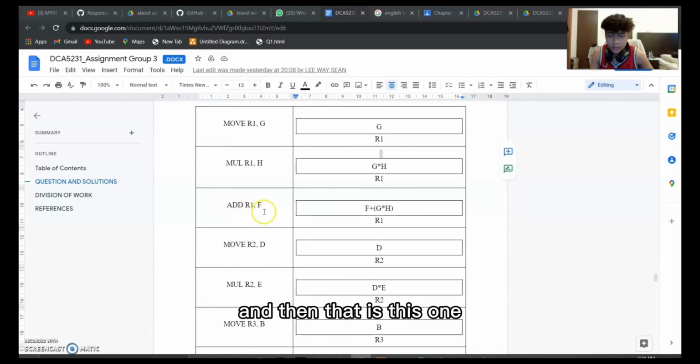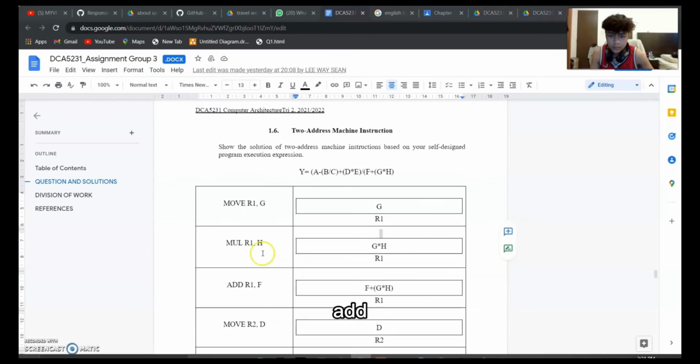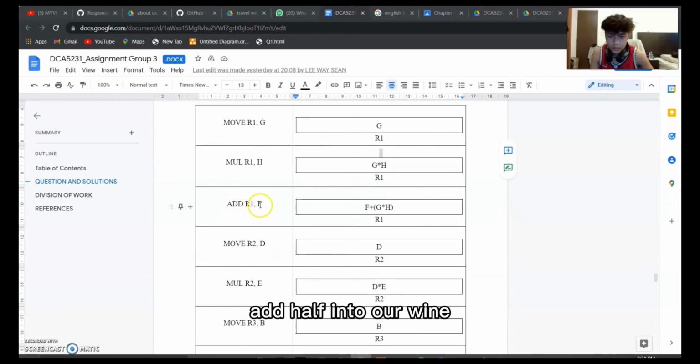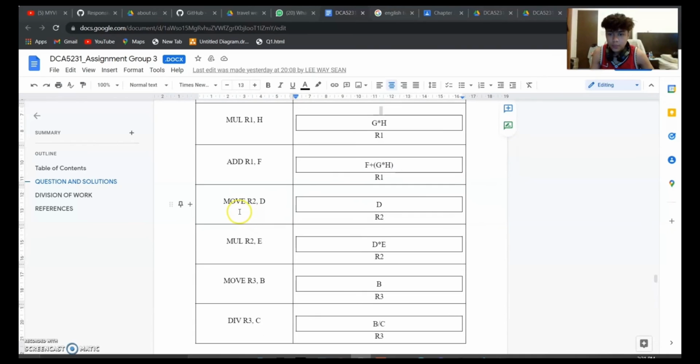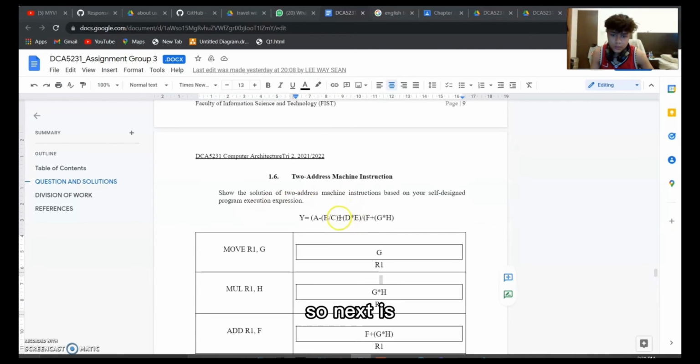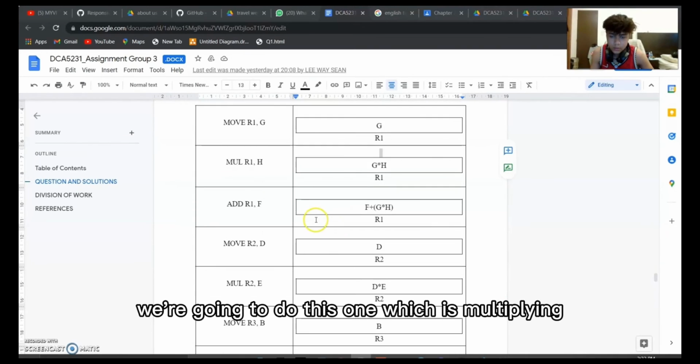And then next is this one. Add F into R1, and F add G multiply H is in register R1. So next we're going to do this one, which is multiply.